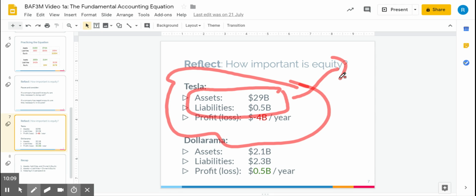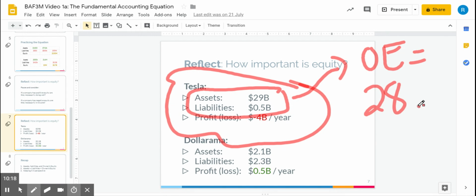So Tesla currently has $29 billion in assets and only half a billion in liabilities. So their owner's equity is, you can do it, $28.5 billion. Very good, very positive. That's a great ratio. So it seems like, whoa, that's awesome financial position. They're not really in any kind of trouble with debt. They own so much more than they owe.